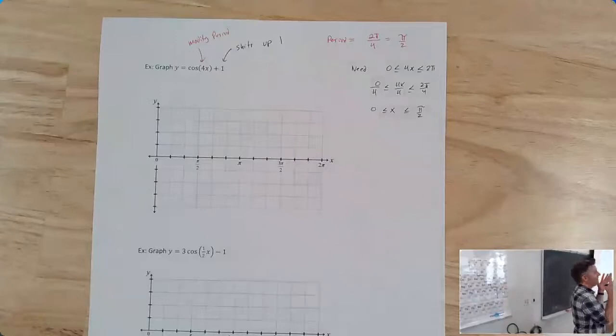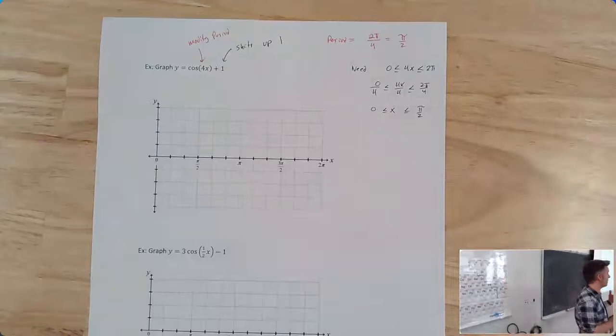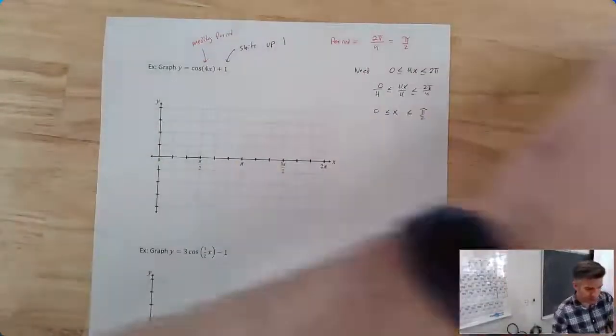So how do I find my 5 important points? Well, there's a couple ways to go about it. Here's what I recommend. Start at the beginning, which, unless you have a phase shift, is going to be 0. So our first important point, and let's see, how do I want to label this?